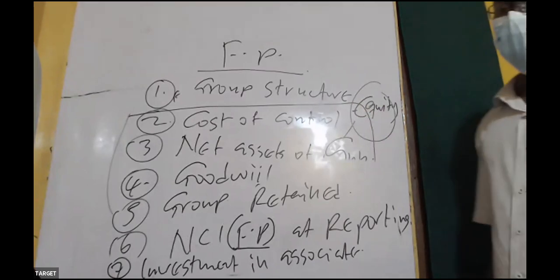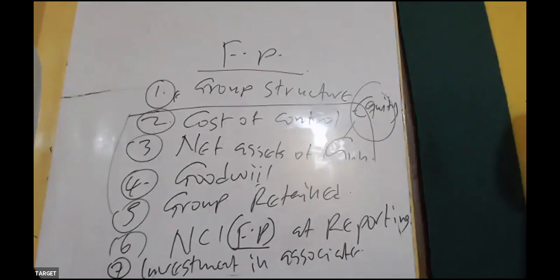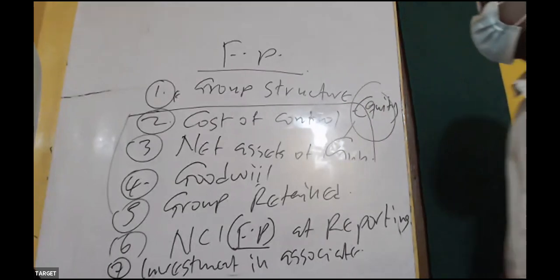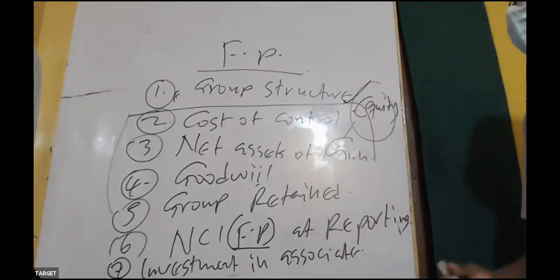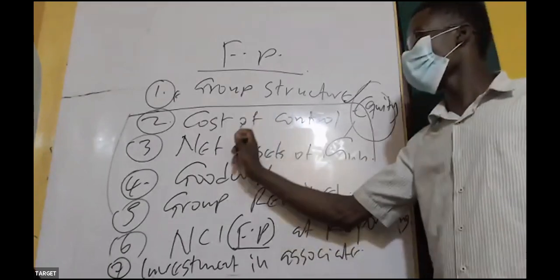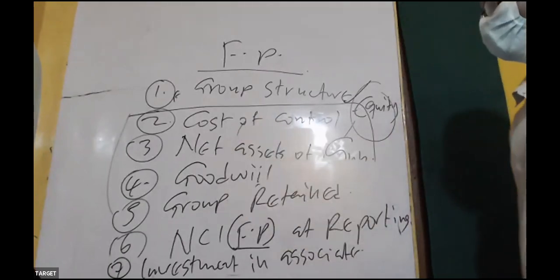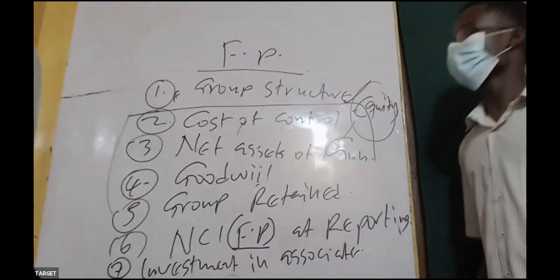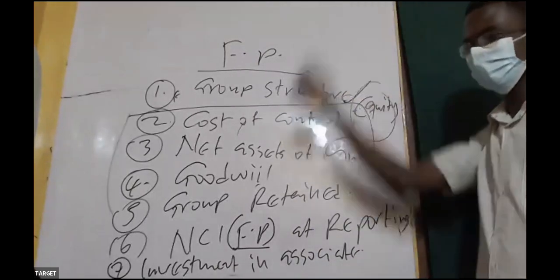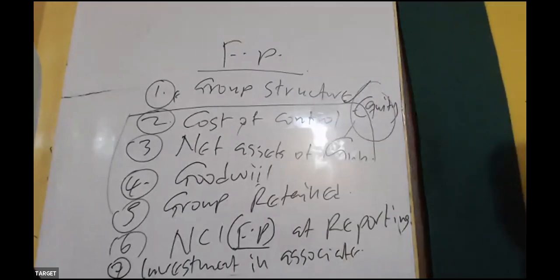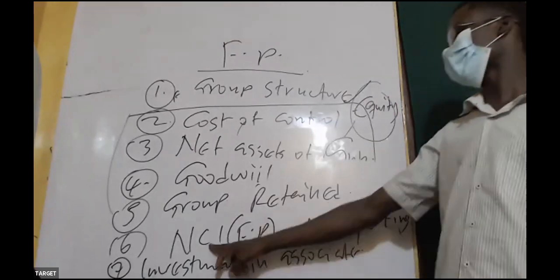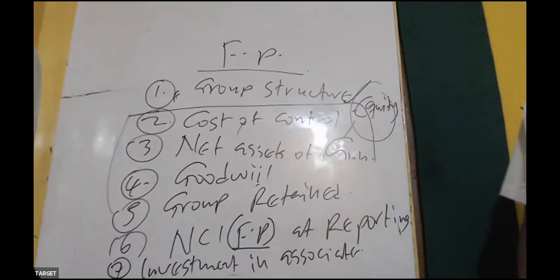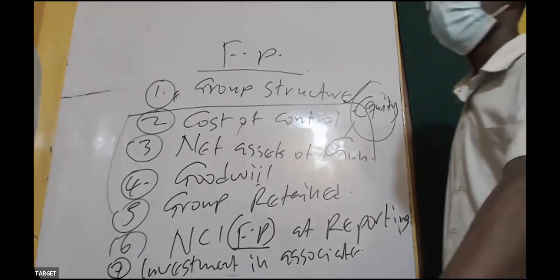Now for the comprehensive income, you still need the group structure, but you don't need all of this. So this is not for comprehensive income. You still need a group structure and you still need NCI, but the NCI you need is NCI at reporting, that will go to profit or loss. And that is all. We are done.